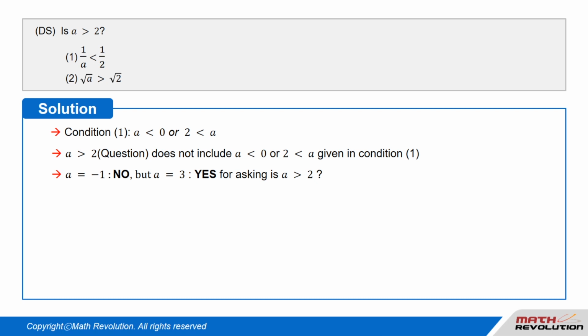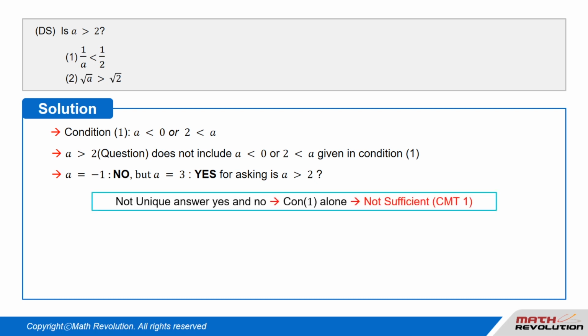If A equals -1, then we get no as an answer to whether A is greater than 2. But if A is equal to 3, then we get yes as an answer to whether A is greater than 2. So we have a no and a yes as answers to the question, is A greater than 2? Thus, the condition is not sufficient by CMT1, which states that the answer will be a unique yes or no.